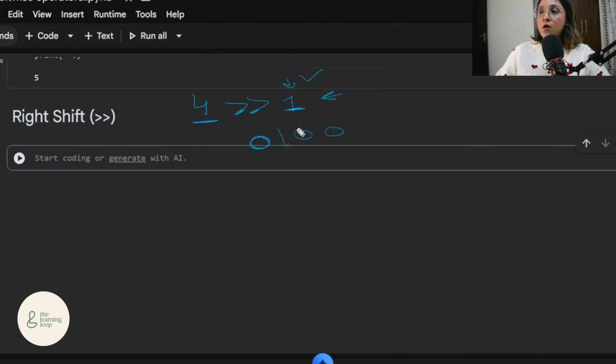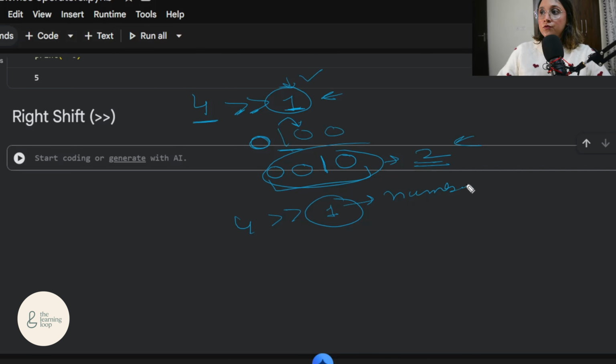With right shift, all the bits would be moved 1 position, which means it would be 0 0, and it would be moved 1 position here towards the right, 1 0, and the answer would be 2 as per the decimal number system, right? So what it did was add a 0 towards the left, shifting the bits towards the right by 1 bit, the number of bits that I presented here. Because I said 4 right shift 1.